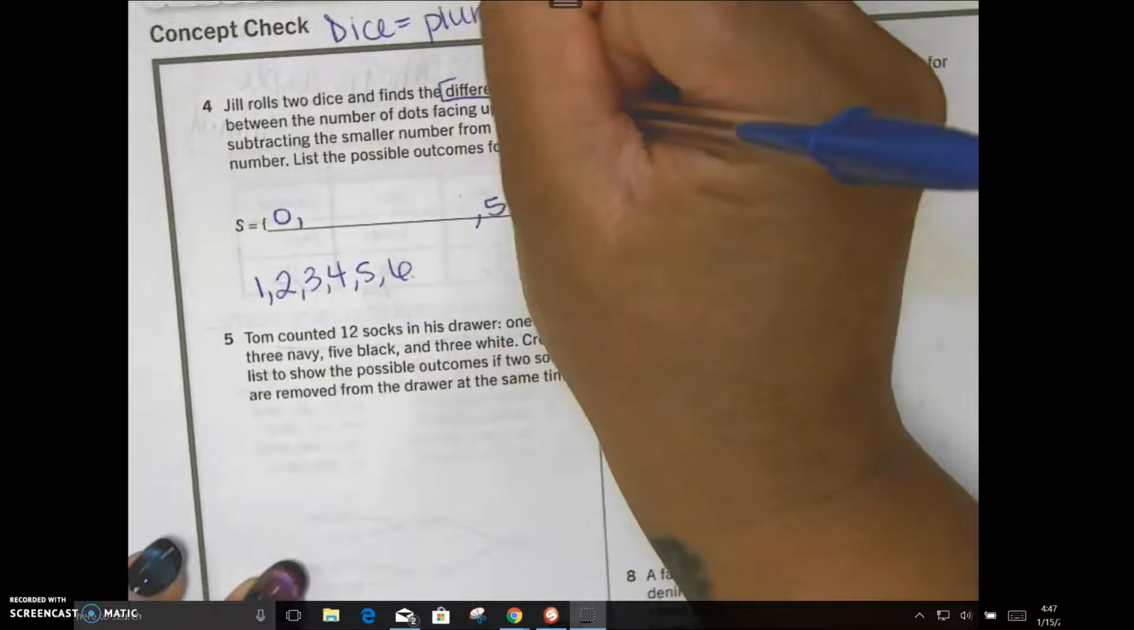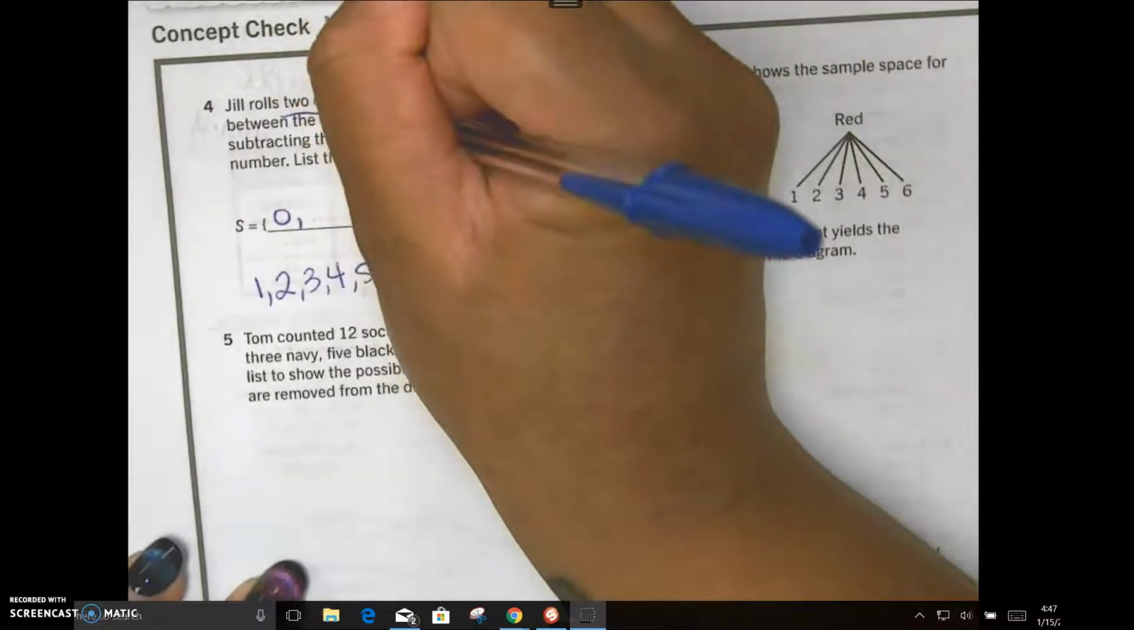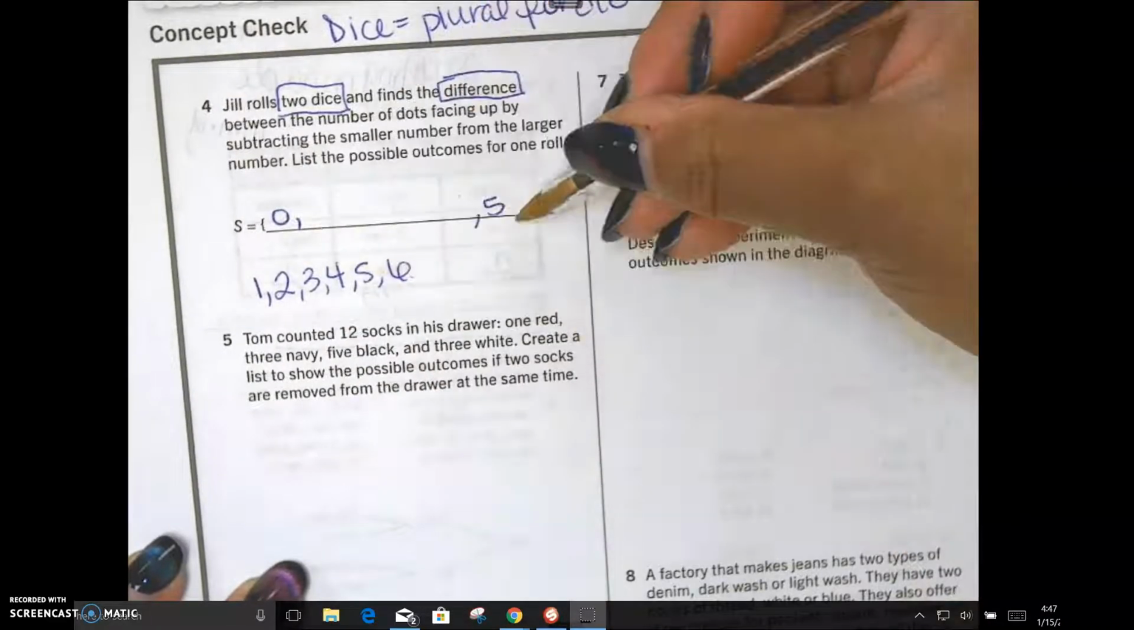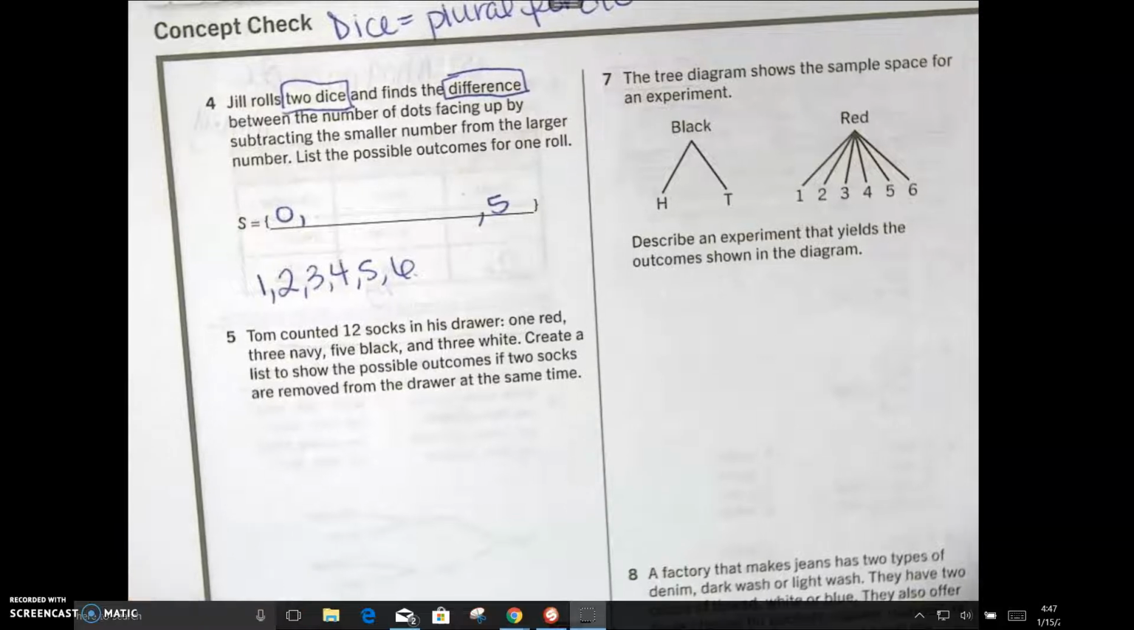So find the difference. The numbers between 0 and 5. Write them down. 1, 2, 3, 4. Write them down.